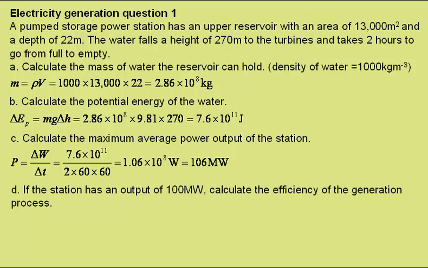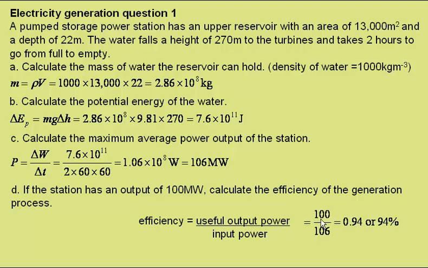Part D. If the station has an output of 100 megawatts, calculate the efficiency of the generation process. Well, efficiency is equal to useful output power divided by input power. The useful output power is our 100 megawatts, the input power 106 megawatts. So the efficiency is 100 over 106, which is 0.94, or we could say 94%.